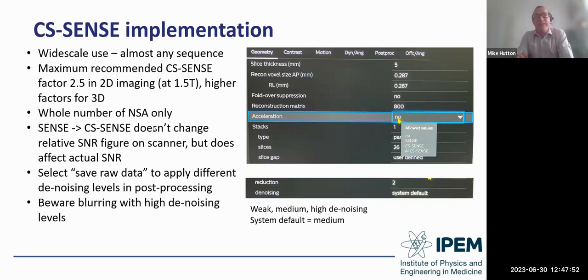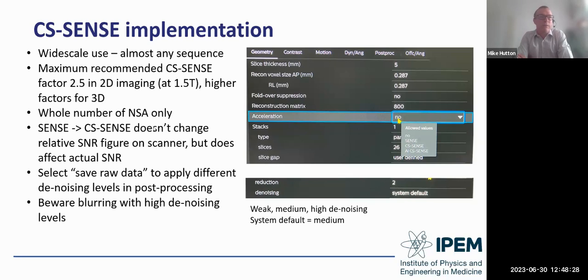So this is just the Cartesian implementation that I'm talking about at the moment. It's used widely across Philips sequences, 2D and 3D, any or almost any Cartesian sequence. In general, our finding, and I think elsewhere, is that a CS sense factor up to about 2.5 in 2D imaging at 1.5T is about as far as you can push these, but you can have higher factors in 3D imaging, and if you're at 3T, you might be able to push it a bit further as well. You can have whole number of signal averages only.